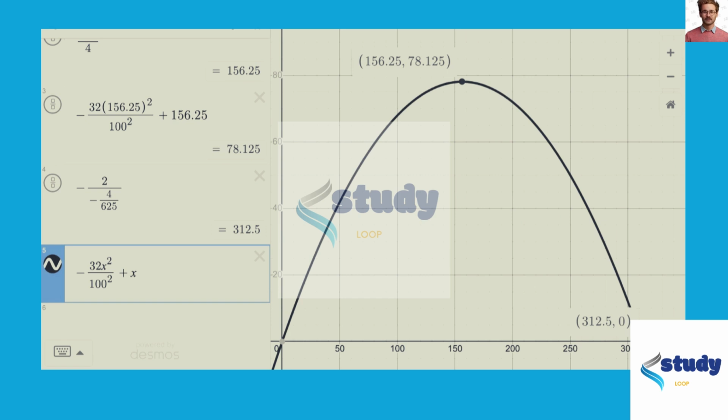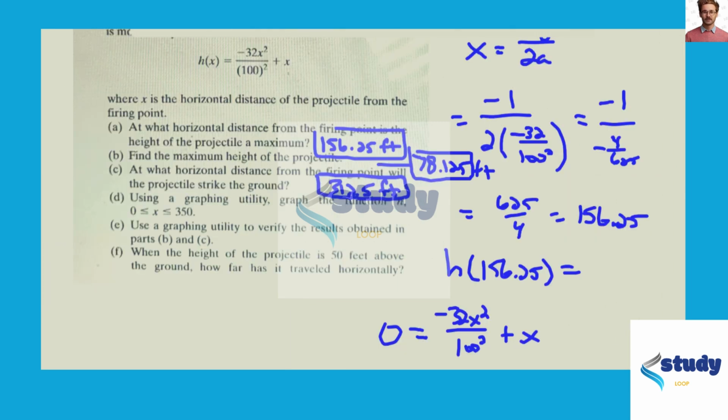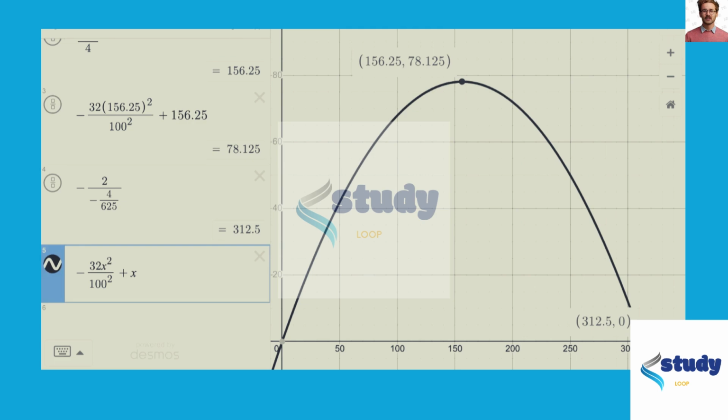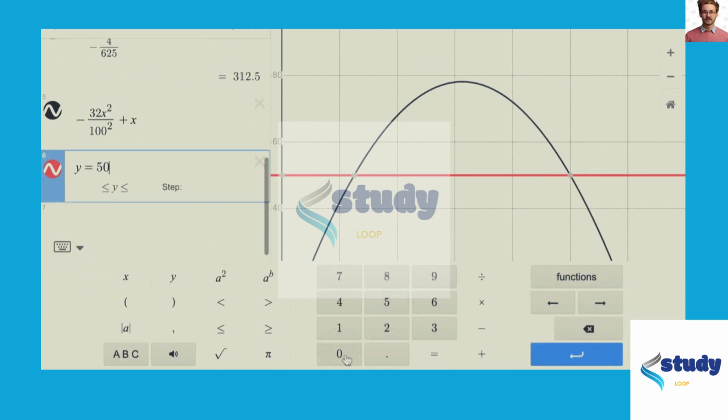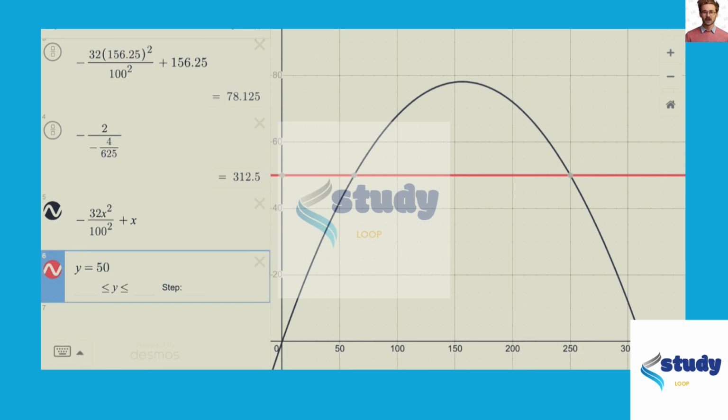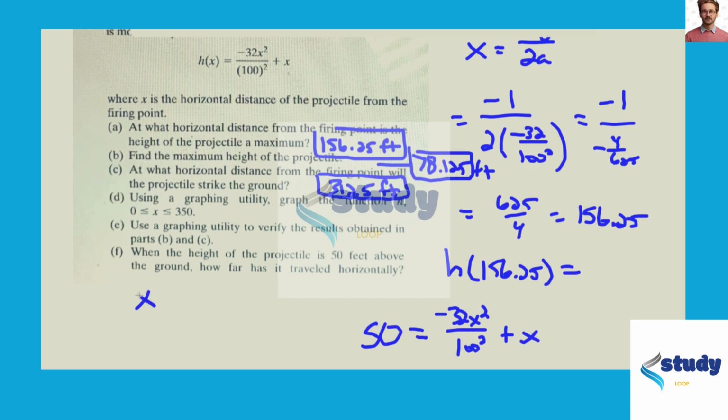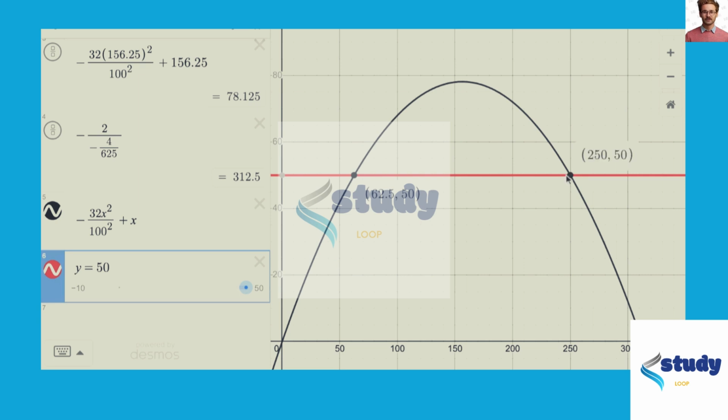When the height of the projectile is 50 feet above the ground, how far will it have traveled horizontally? Well, if we went back and solved, we could set this equal to 50 and solve. Since I've got the graph here, we could just graph y equals 50 horizontal and find their intersections. So on the way up, it'll hit 50 after 62.5 feet, and on the way down at 250 feet.